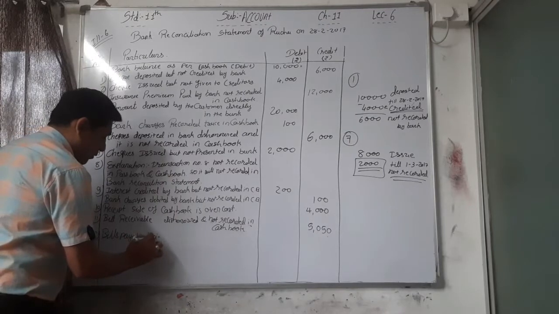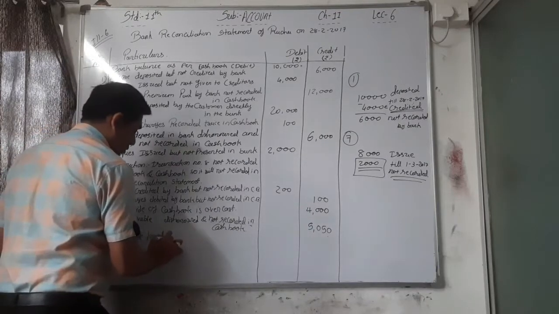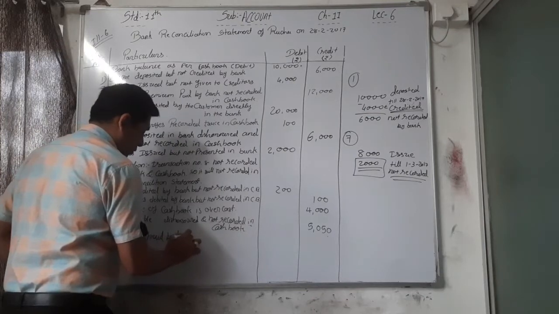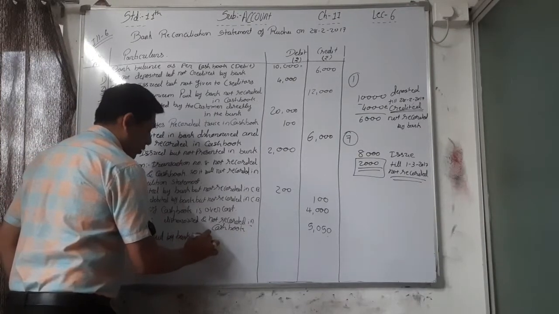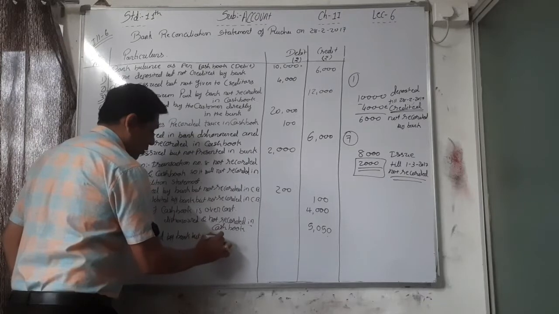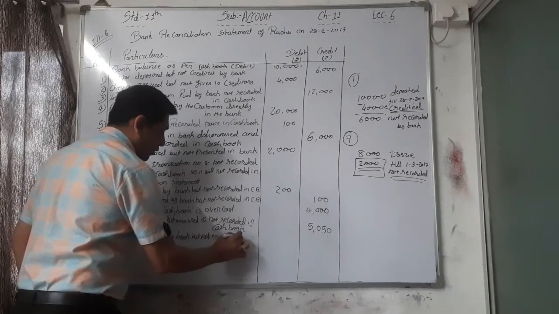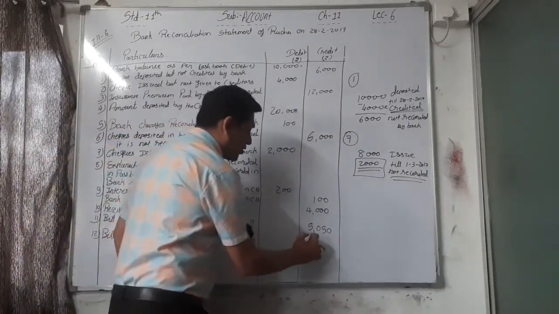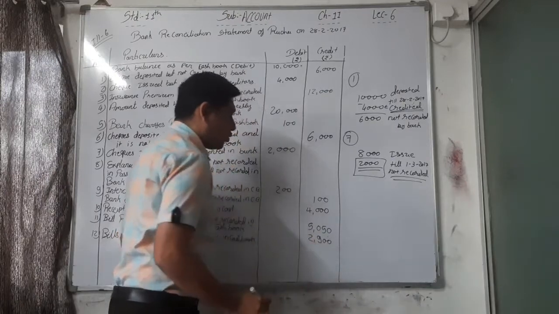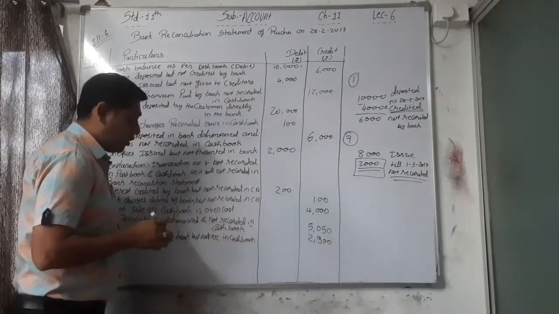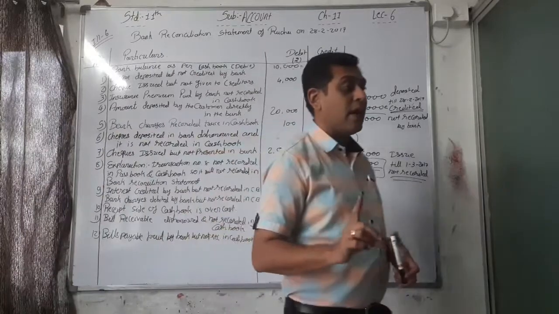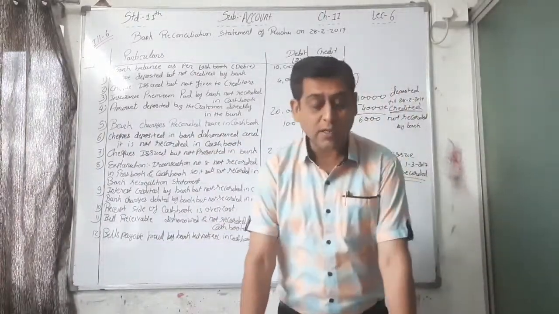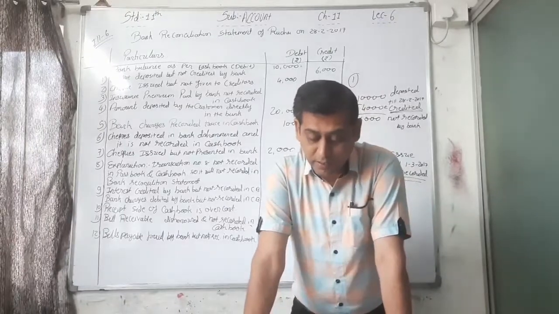Paid by bank but not recorded in cash book. So debit bank, that's why we have to credit. Net amount is 2,900. 3,000 bills payable amount, 100 rebate, that is discount. So cancel it. That's why 2,900 is credited by the bank.